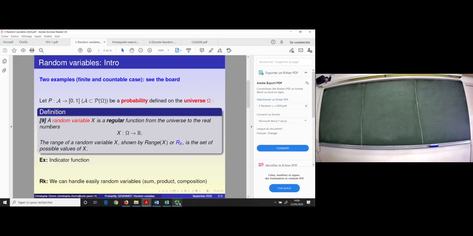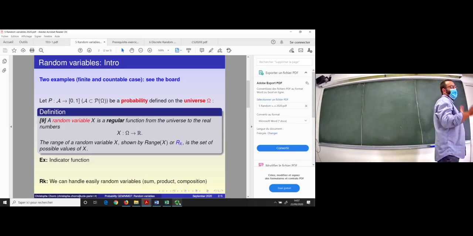Just a little notation I introduce. What is the range of a random variable? That is in fact the range of a mapping. It is just the set of the possible values. I will denote by R of X the set of the possible values of capital X. In my first example, it was -1, 0, or 2. In my second example, it was N star, 1, 2, 3, and so on. The integers except 0.